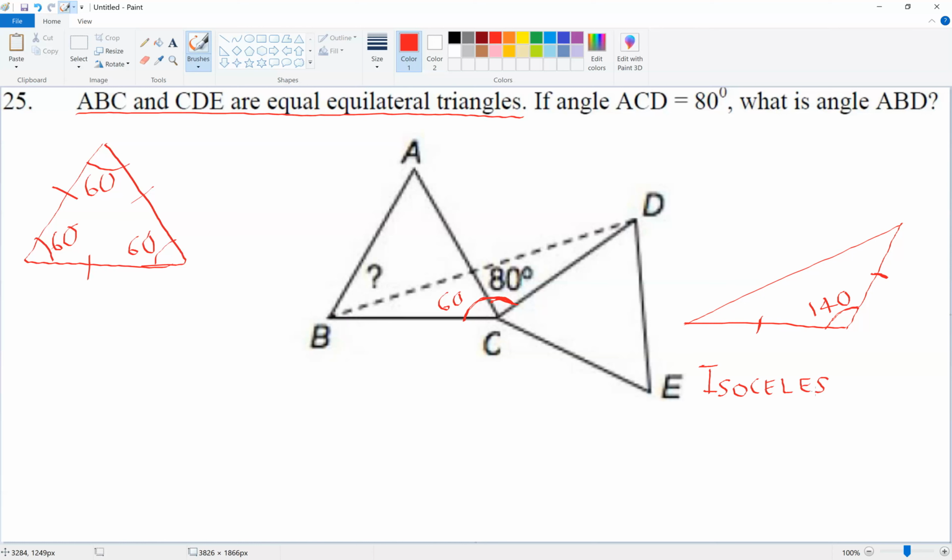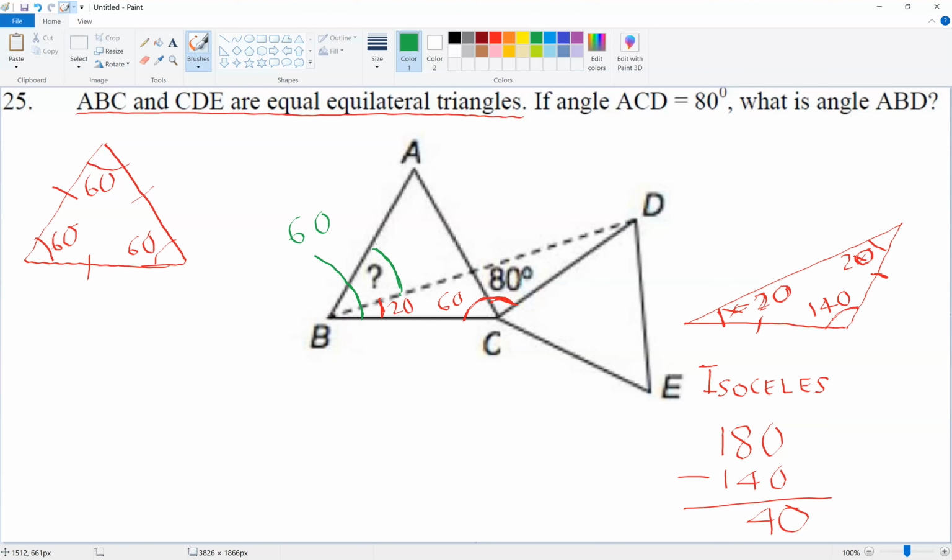When 2 sides are same, these angles are also same. So you can say these are 2 unknowns. 180 minus 140 is 40 degrees left. That means this has to be 20 and this has to be 20. Do you understand? Yeah. So now we know this is 20 and we already proved that this is 60. So what would be this angle?